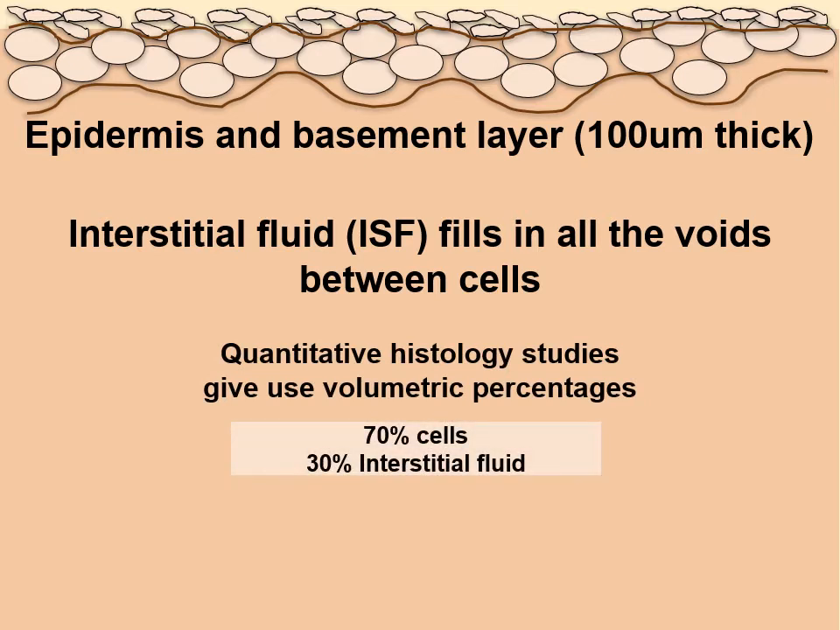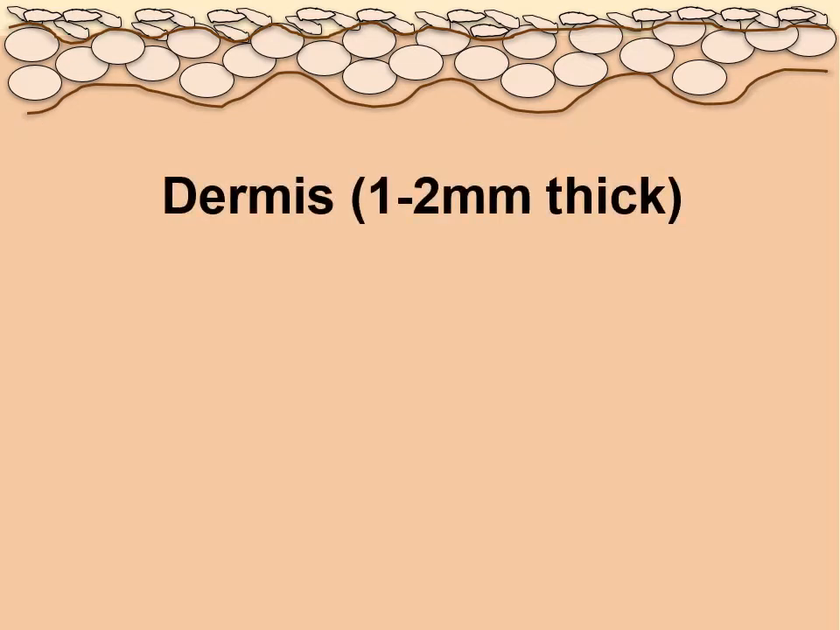There's something called histology, where they take thin slices of tissue and look at them in a microscope, and they can actually do quantitative histology, where they take images and measure cross-sectional areas. From those studies, we know that the epidermis is about 70% cells and about 30% interstitial fluid, the fluid between the cells.